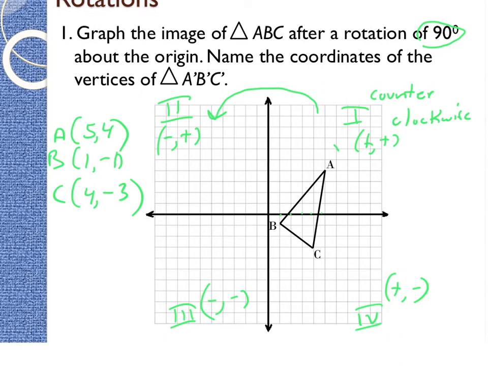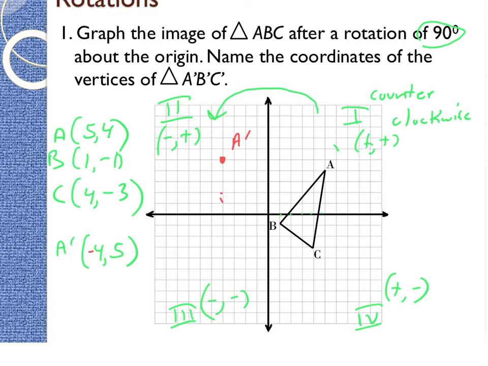Now our rule is you're going to reverse the ordered pairs. And then when A goes over to the second quadrant, it's going to be negative, positive. So your A prime, you're going to reverse the signs. So it's going to give you 4, 5. The first one will be negative, so we're going to go 1, 2, 3, 4. 1, 2, 3, 4, 5. So there's our A prime.